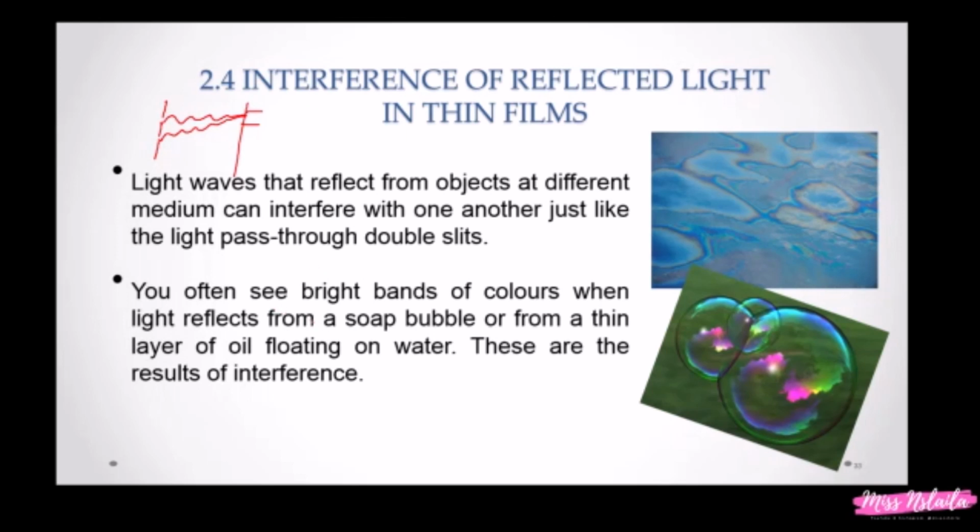You will see bright bands of colors when light reflects from a soap bubble or from a thin layer of oil floating on water. These are the result of thin film interference. These are the examples: the oil and also the soap bubble. The bright color is due to constructive interference, while the dark color is due to destructive interference. So the result of thin films is based on what you see with your eyes.